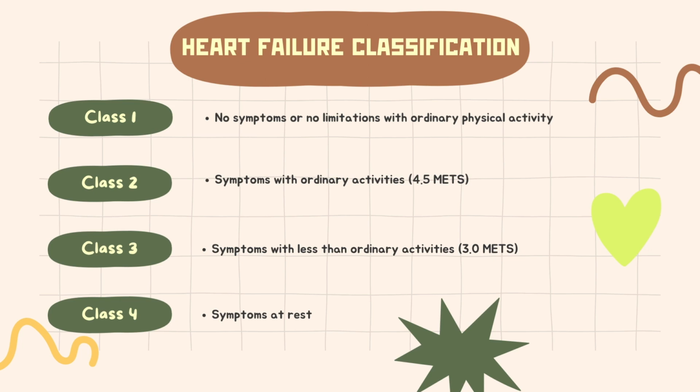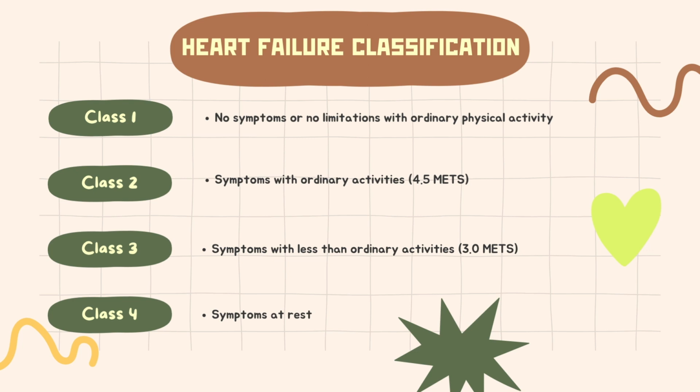Class 2, there are symptoms with ordinary activities. Ordinary activities is about 4.5 METs, which are things such as light swimming, light golf, shooting basketballs, fast dancing, and walking about 4 miles per hour. So just those ordinary activities.